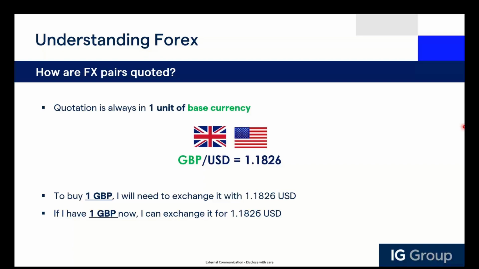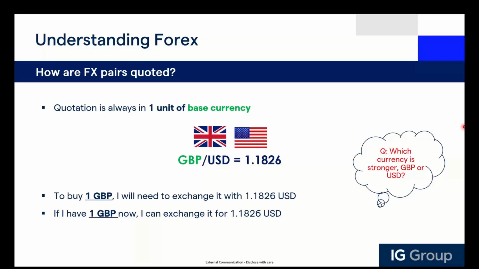So just remember, it is always one unit of the base currency. Let's say you see a certain pair, euro dollar, and you see a certain rate. It means that one euro is worth how much USD. Or if you see the USD against the Singapore dollar, it means that one US dollar is worth how much Singapore dollar. So just remember, the base is always one unit of the base currency.